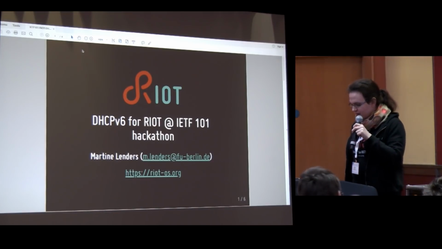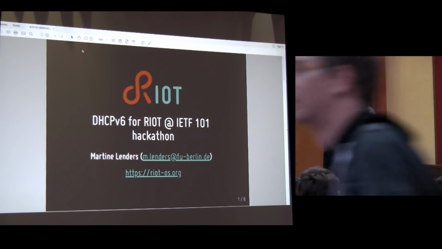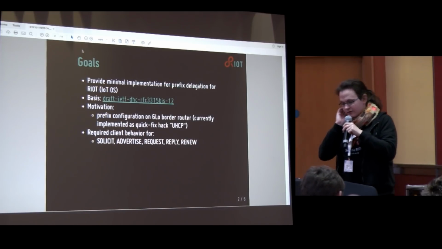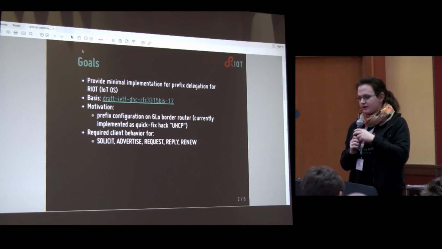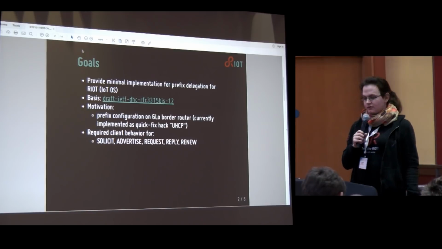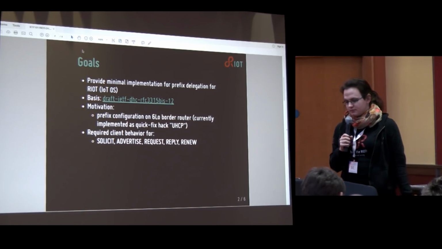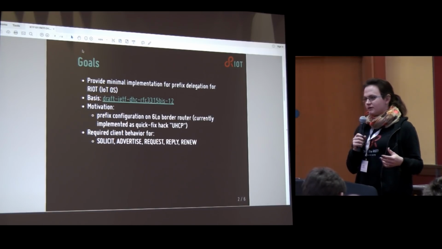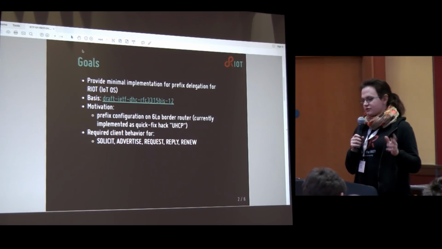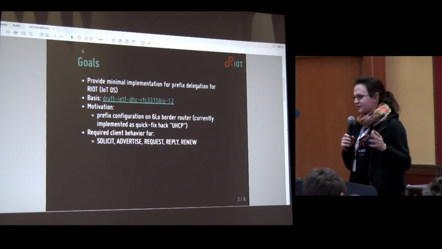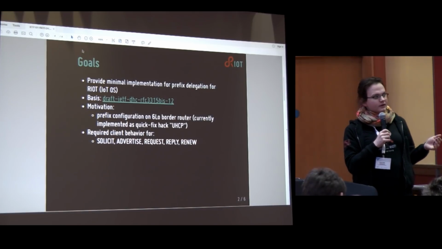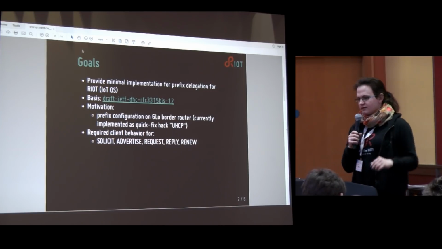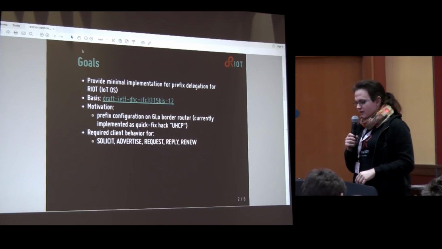Hello, I'm Martin Lenders, and basically I wrote a DHCP client for Riot all on my own this weekend. The goal was to provide a minimal implementation for prefix delegation, on the basis of the current draft for an update for the DHCPv6 RFC. The motivation was that we currently have a very quick hack version of something that resembles DHCP but isn't really DHCP, which is called UHCP, to configure the prefix of a 6LoWPAN border router so that it can disseminate its information throughout the WPAN.